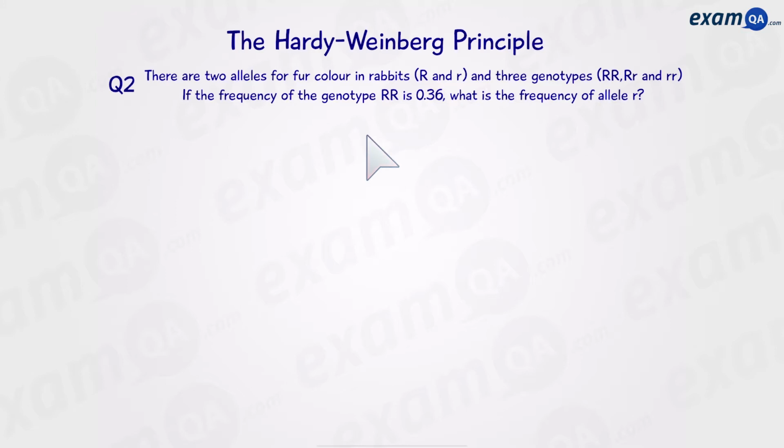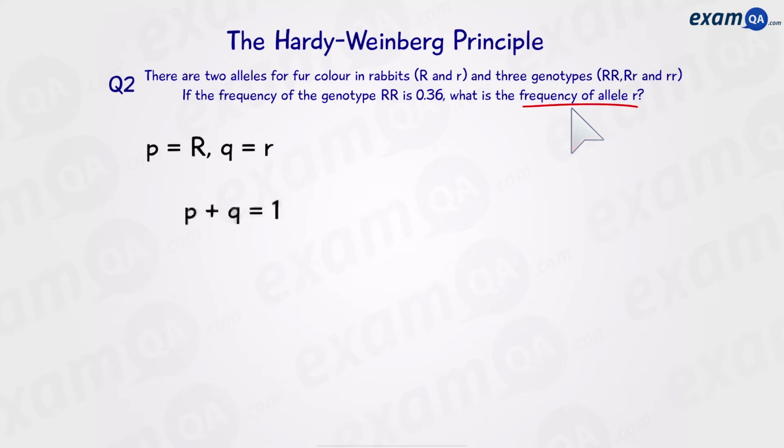There are two alleles for fur color in rabbits, big R and small r. And from these two alleles, 3 genotypes. If the frequency of the genotype big R big R is 0.36, what is the frequency of the allele small r? So first of all, let's write down that p is going to represent big R and q is going to represent small r. We're looking for the frequency of an allele.